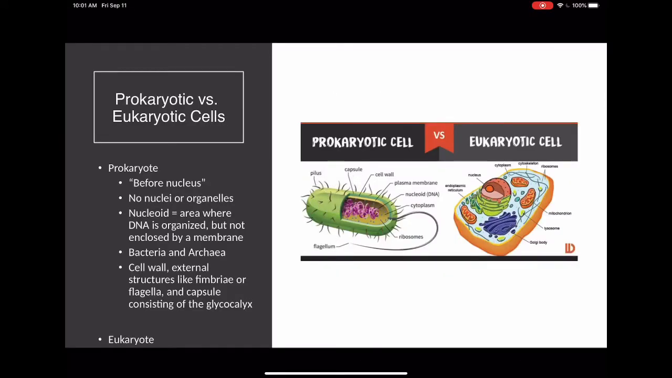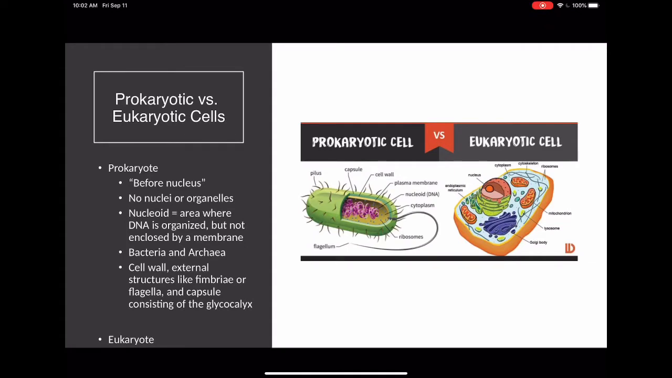Because we're biologists, we love to classify things. So we have two different kinds of cells, a prokaryotic cell versus a eukaryotic cell. The word prokaryote actually means before nucleus. This is a term that explains that these organisms arose in the evolutionary time scale before the evolution of a nucleus. So these cells don't have a central nucleus, and they don't have organelles.